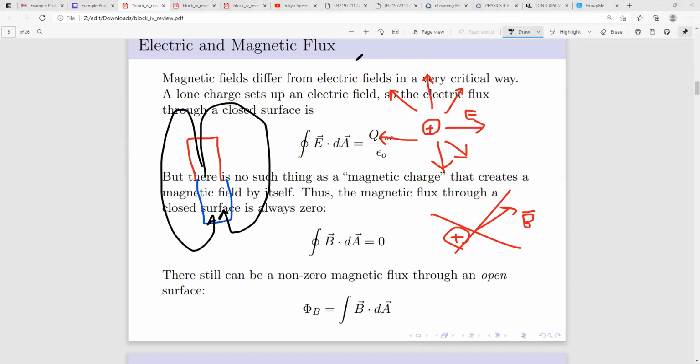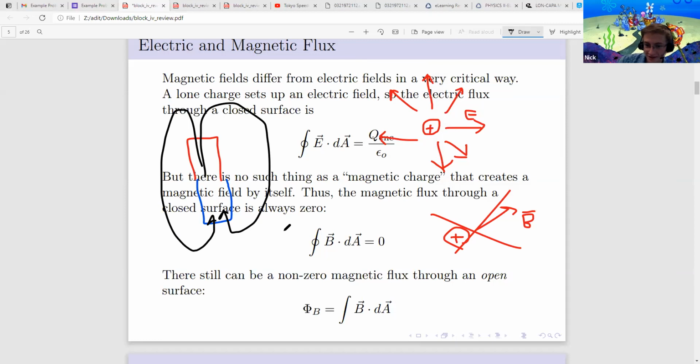Okay, cool. There's no way I can enclose a Gaussian surface around any of those magnetic field lines and have a non-zero amount of field lines coming out. No matter how I enclose the field lines of a magnetic field, whatever field lines go out of my surface have to go back in. And that's the statement right here.